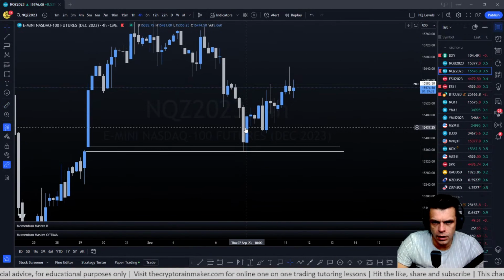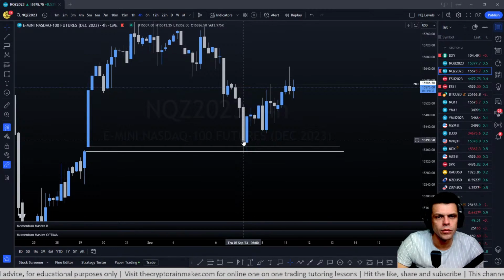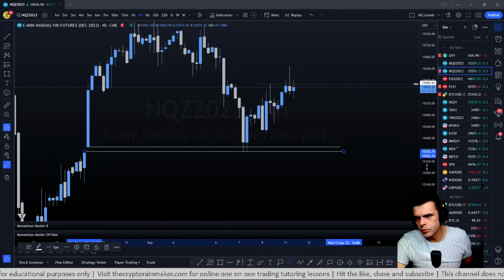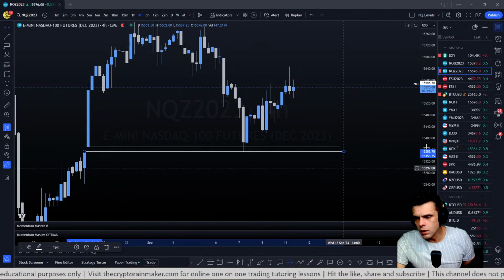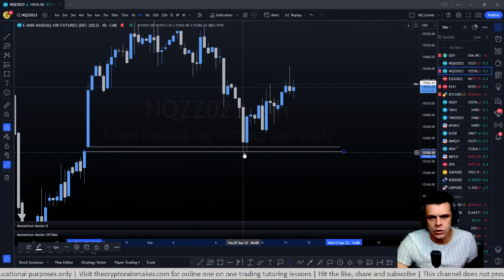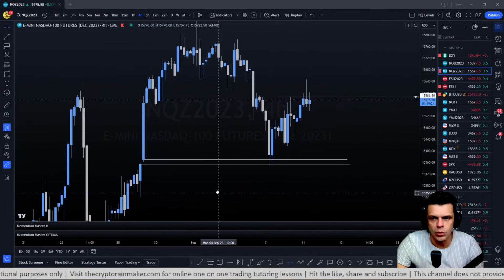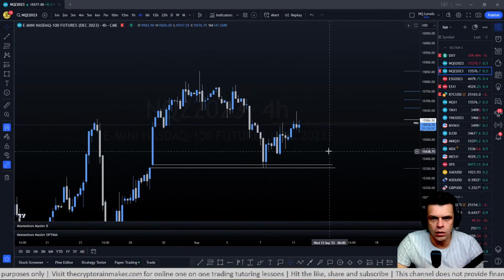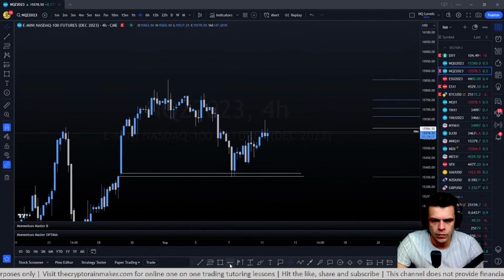As you can see, the low was 15,352. So this was basically 1 point and 1 tick away. So it just touched it and then started to move away from it. All right, so let's do our little top-down analysis.